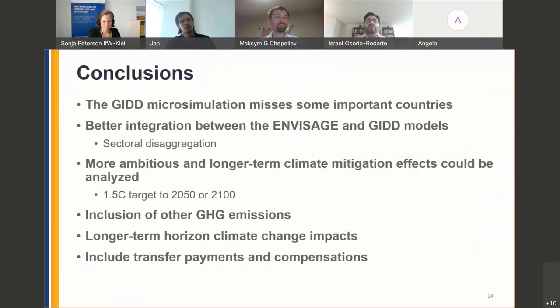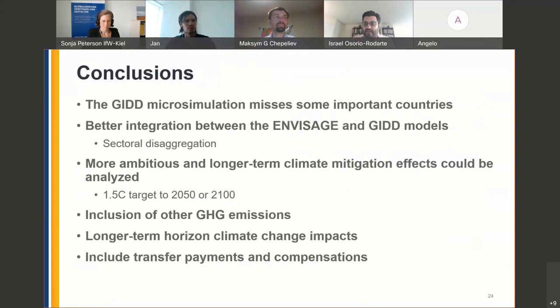And just to conclude, what we have as limitations of this study: the household surveys are missing some important countries. We cover close to 85% of the population and GDP, but we are missing some countries, particularly Saudi Arabia, Korea, and Japan.